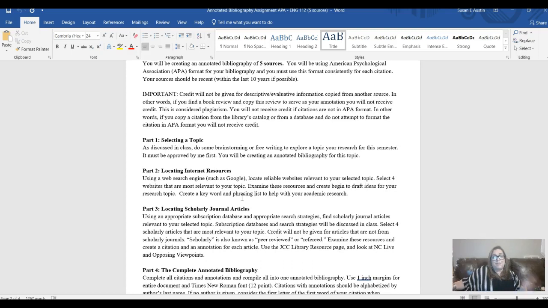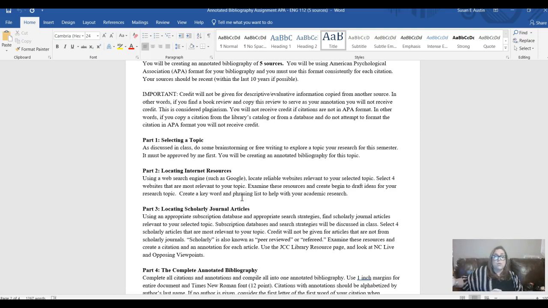So if you think about it, 5 sources for 100 points, they're basically worth 20 points each. So if you're missing 3 of them, the most you can make is a 40. So don't repeat the 3 sources that you start with in the preliminary assignment. That assignment was really meant for me to be able to give feedback to you before you do this assignment.